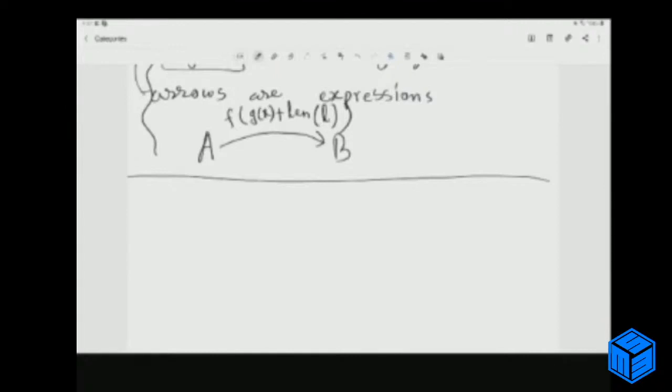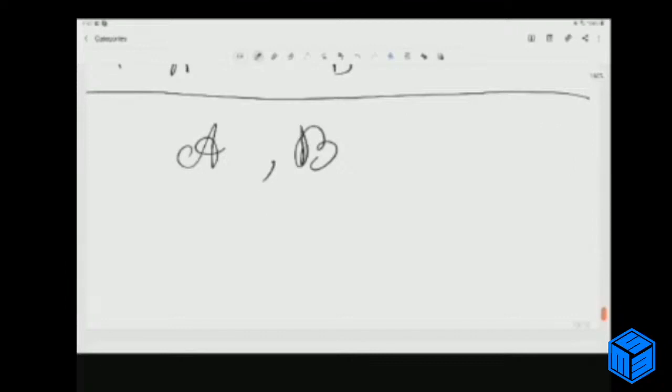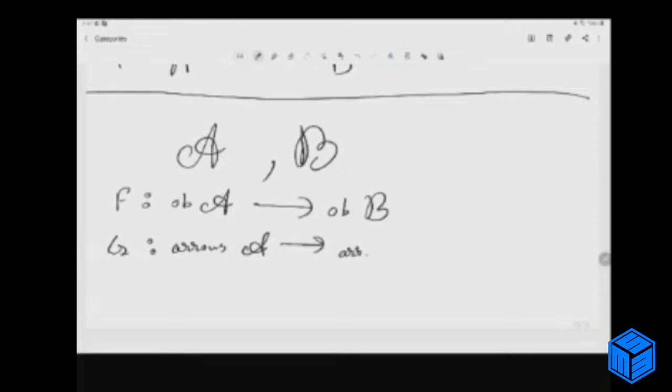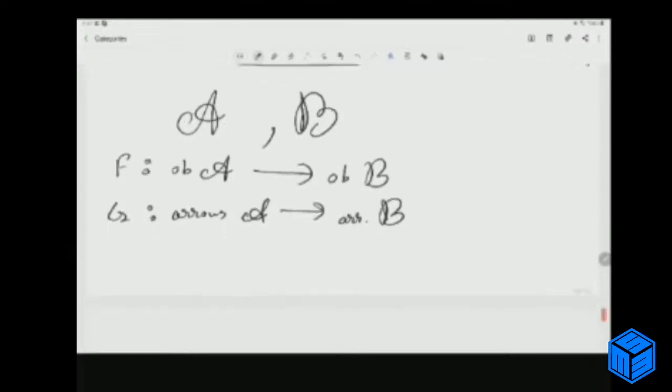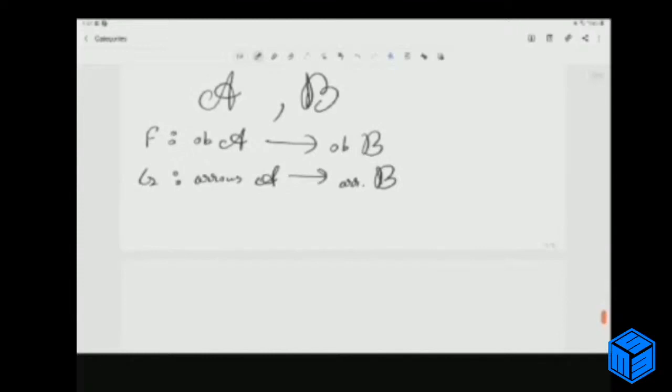So if you have two categories, A and B, and you have a pair of functions, a function f that takes objects in A to objects in B, and you have a function g that takes arrows in A to arrows in B. Okay. And then, can you still see the screen? Yeah, I was moving it around. We're kind of zoomed in. It's a little grainy, but it's fine.